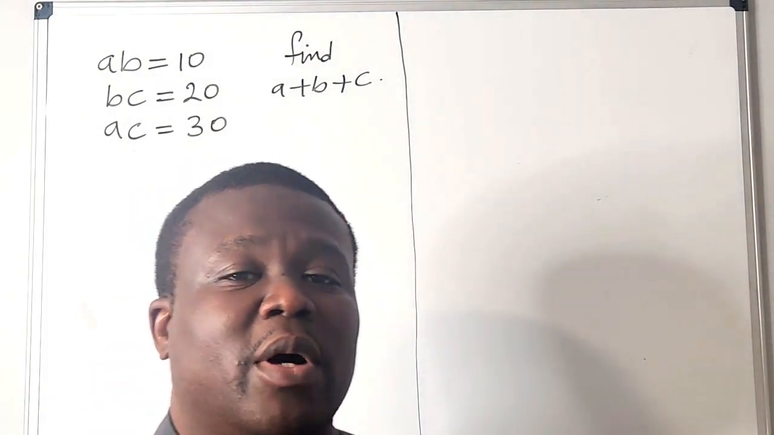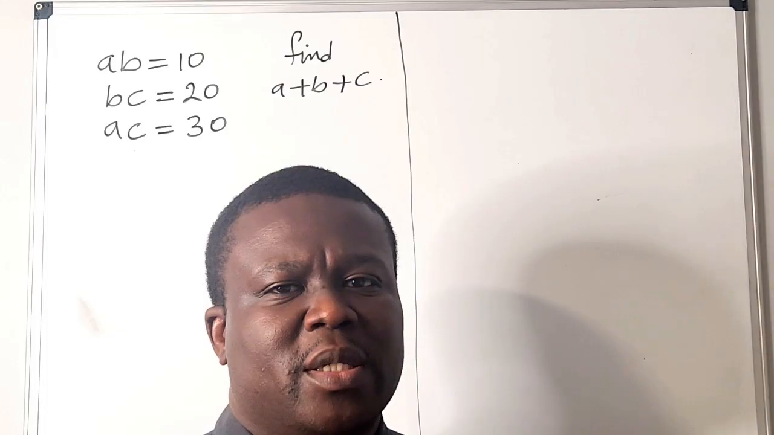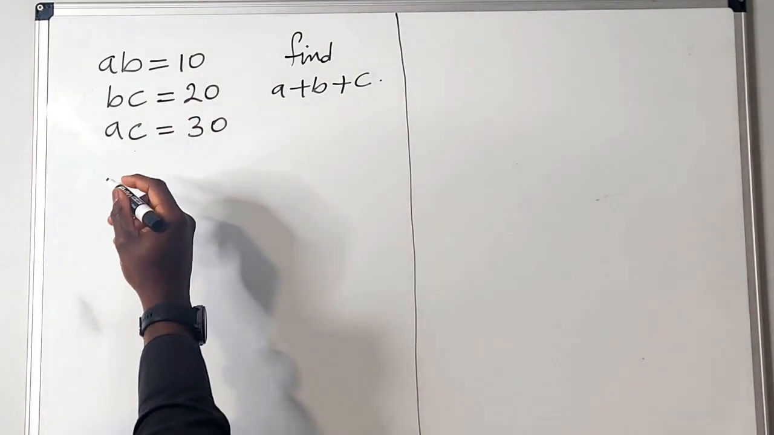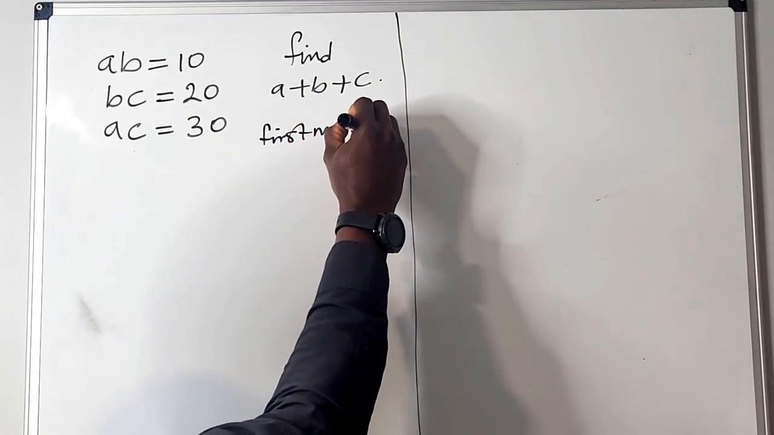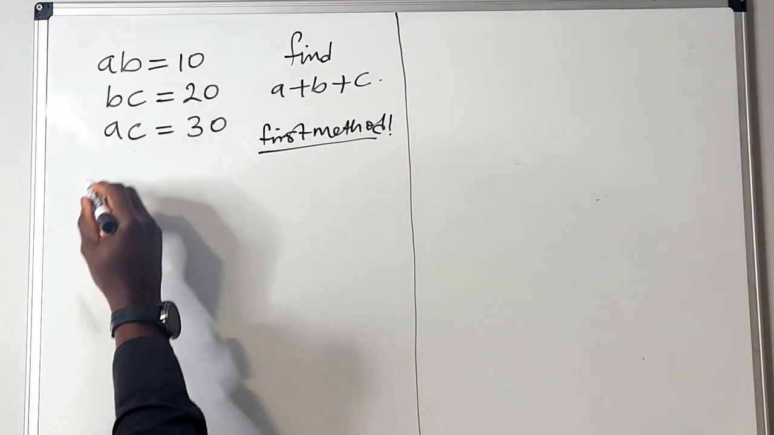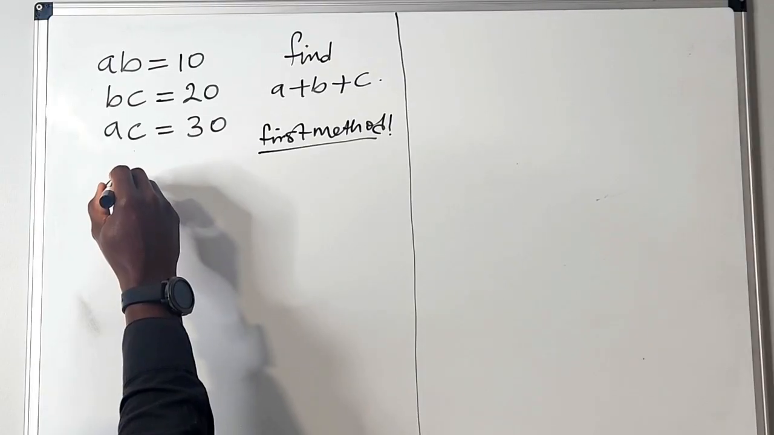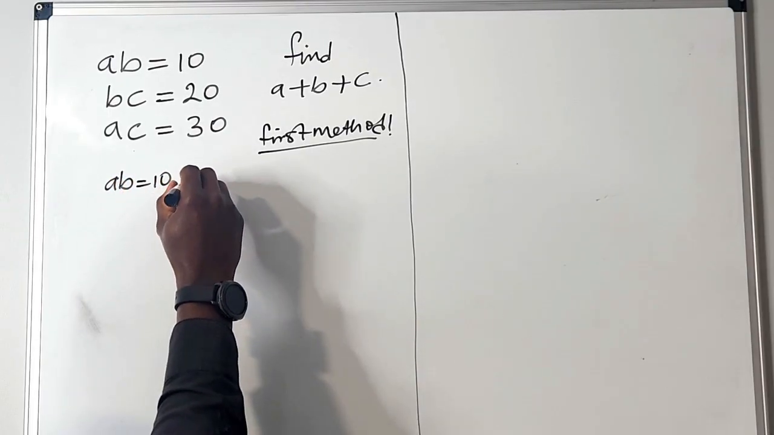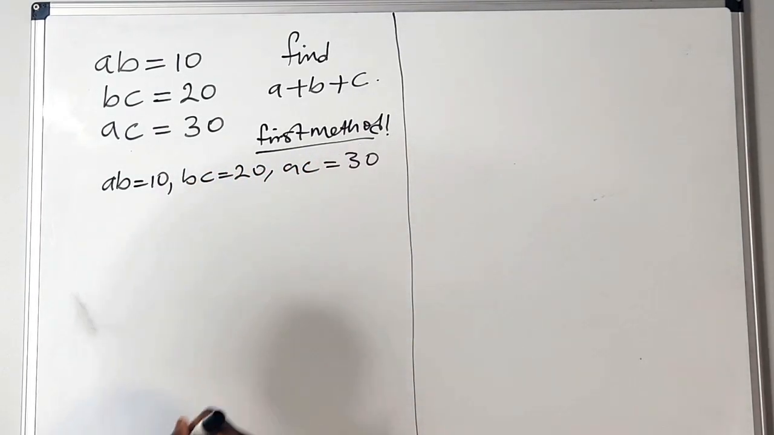So we have our question on the board, and we're going to try to solve this question in two different ways. Okay, let's do it. So for the first method, we have that AB is equal to 10, BC is equal to 20, and AC is equal to 30.